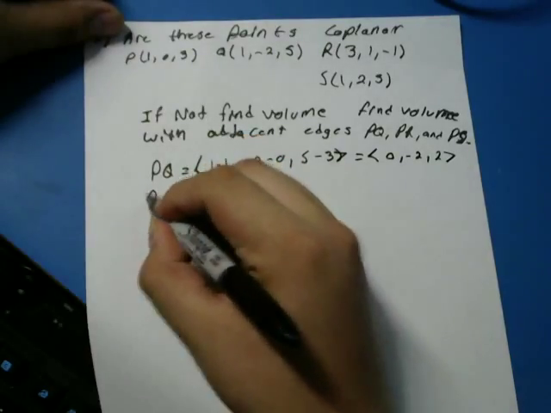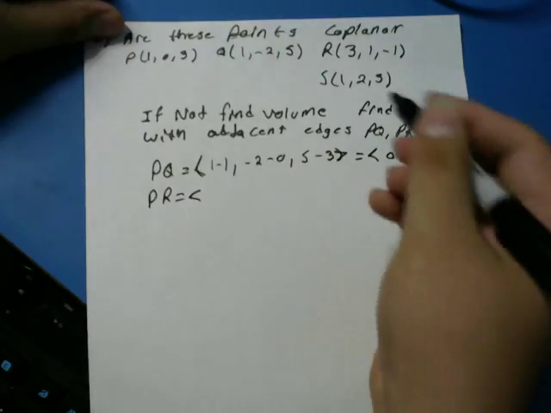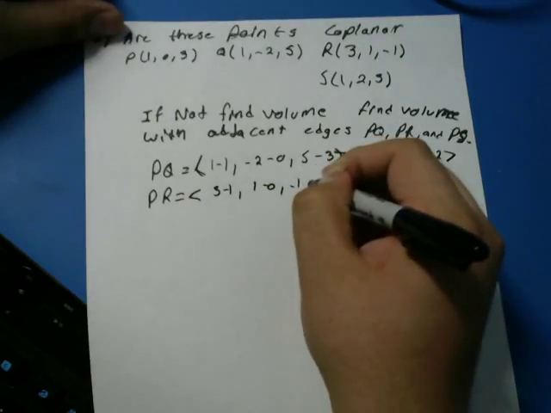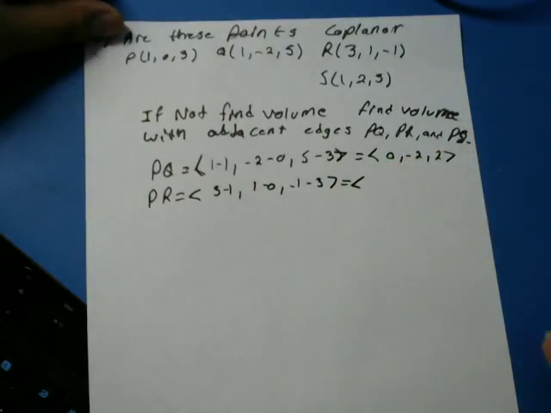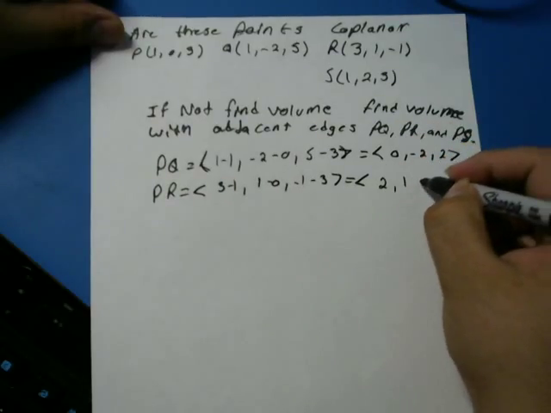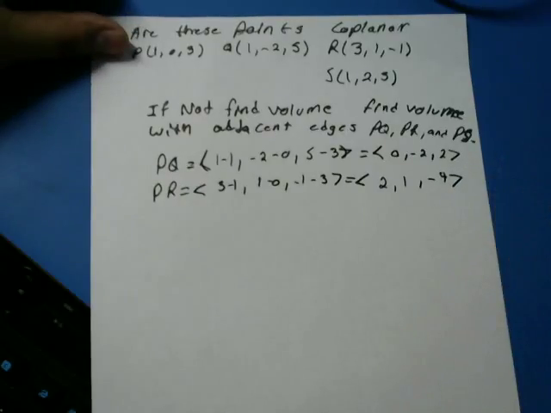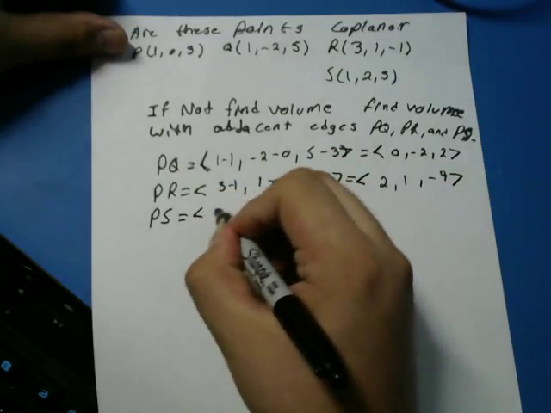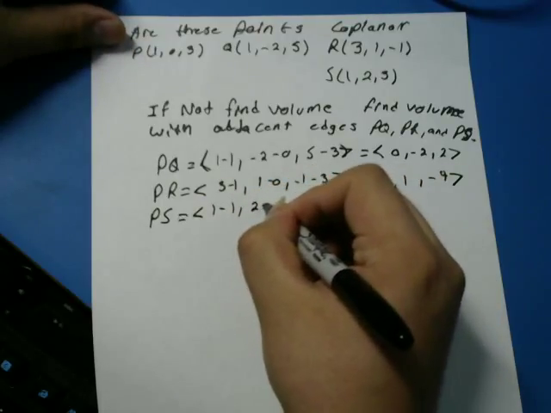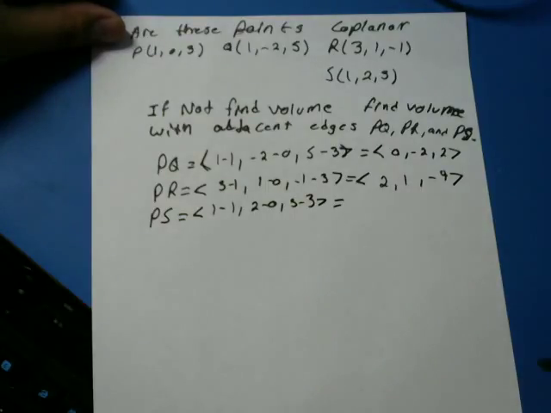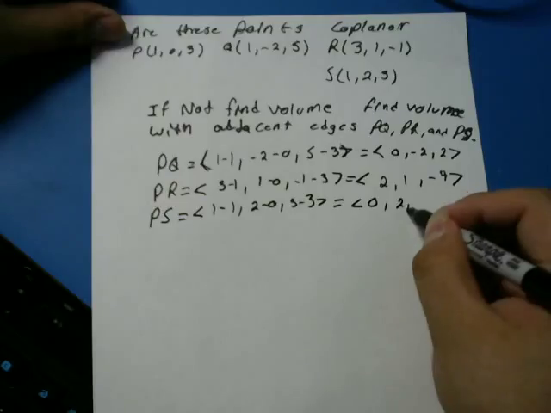Then we have P to R. P to R would be 3 minus 1, 1 minus 0, and negative 1 minus 3. And then that vector would give us 2, 1, and negative 4, of course. And then we have the final vector, which should be P to S. And that would be equal to 1 minus 1, and 2 minus 0, and 3 minus 3, which in turn would give us 0, 2, 0.